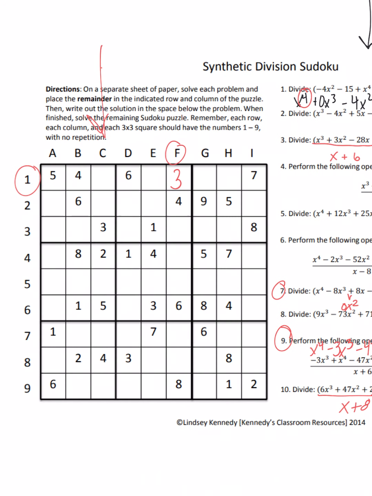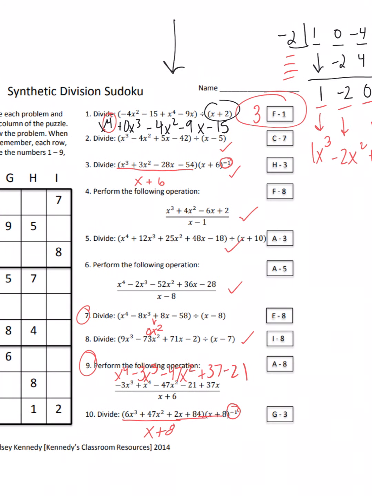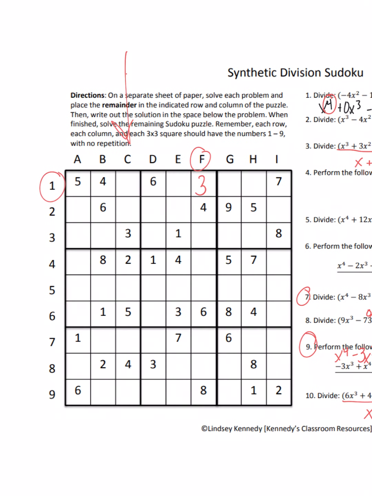If you do not know how to do Sudoku, that's fine. Do not worry about it. You just need to know that whatever you get as your remainder, you're going to come here. So I think number 2, I forget what it was, but whatever you get as your remainder, you're going to come to C7, and you're going to put your remainder in that box.